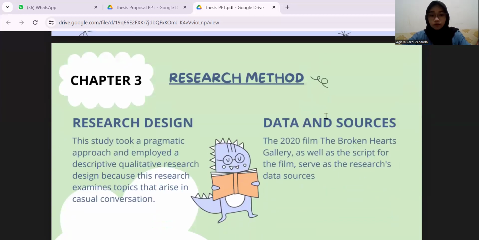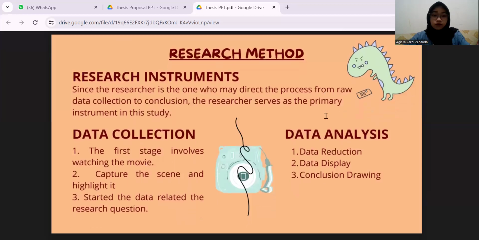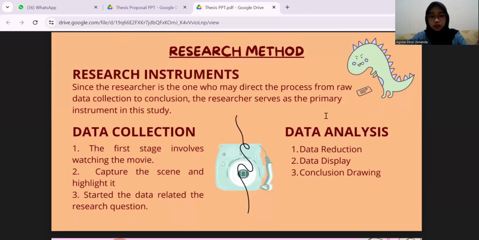Okay, for Chapter 3, research method, we have the research design. This study took a pragmatic approach and employed a descriptive qualitative research design because this research examines topics that arise in casual conversation. And for the data sources, the 2020 film The Broken Hearts Gallery, as well as the script for the film, serve as the researcher's data sources. And for the research instrument, since the researcher is the one who may direct the process from raw data collection to conclusion, the researcher serves as the primary instrument in this study.